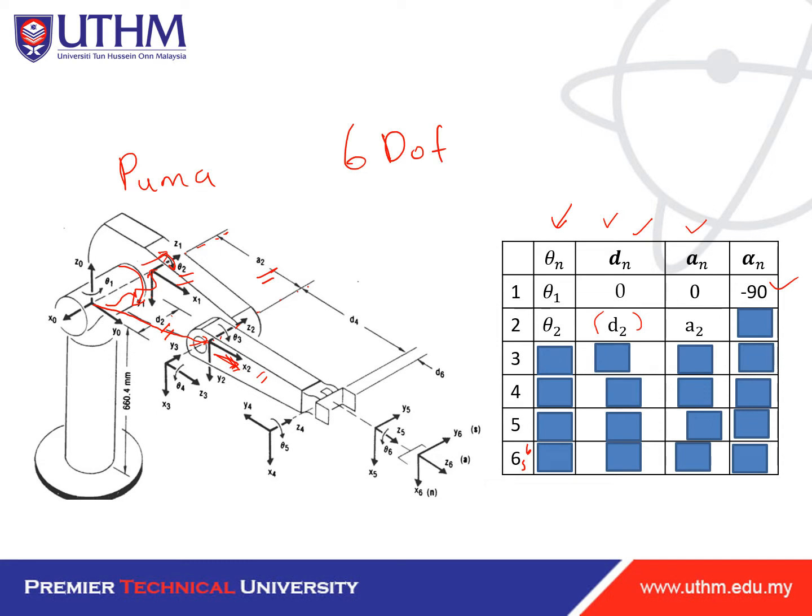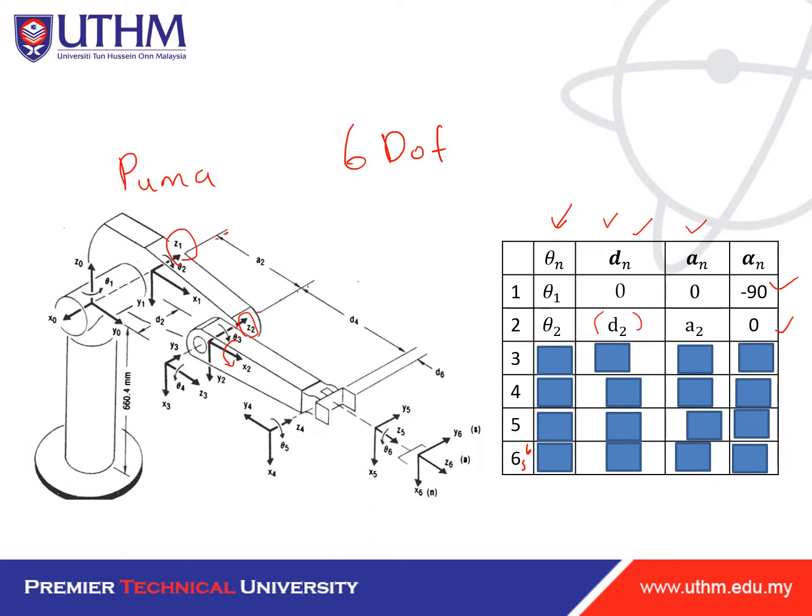Now we're going to find the rotation for alpha. So rotation for alpha is also simple. We just need to rotate the x2 so that the z2 will be the same with z1. And we can see both are at the same position, so there is no rotation, so it is 0.